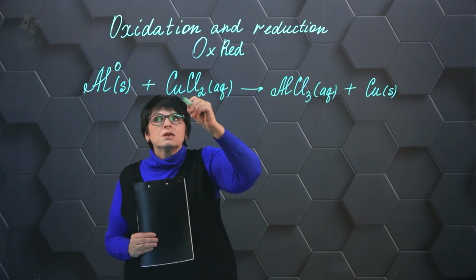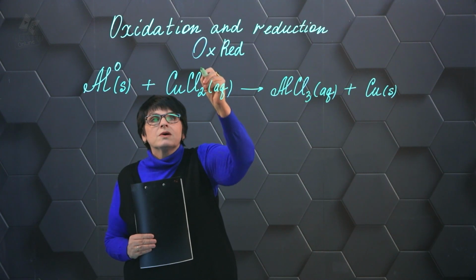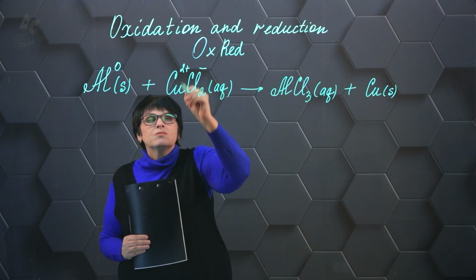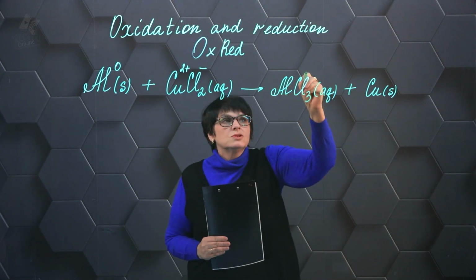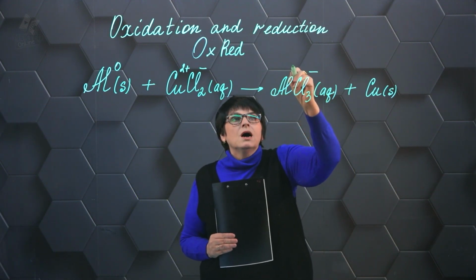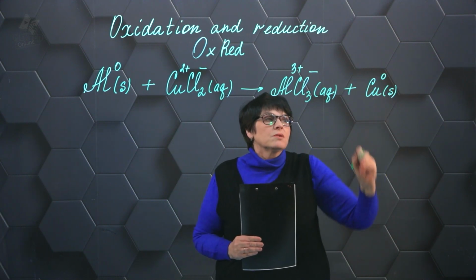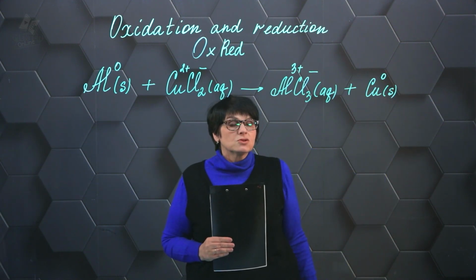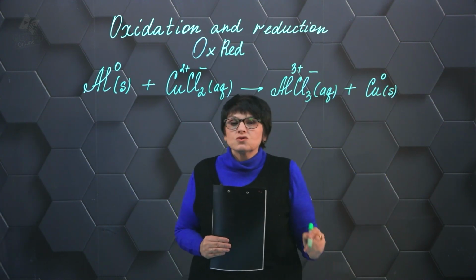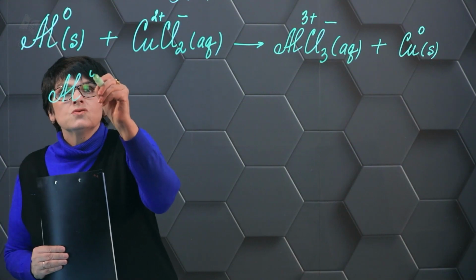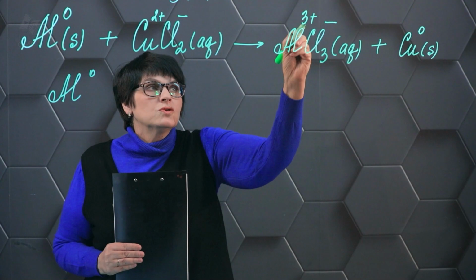Simple substances have a charge of 0. CuCl2 has a minus here, and copper has 2 pluses. In AlCl3, chlorine has a minus, and aluminum has 3 pluses. The simple substance, element copper, has a charge of 0. So what happened? Aluminum goes from 0 charge to aluminum 3 plus.